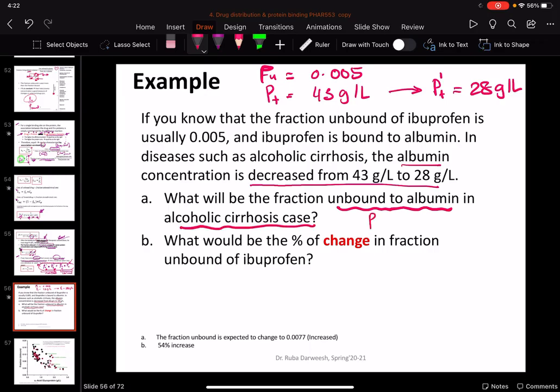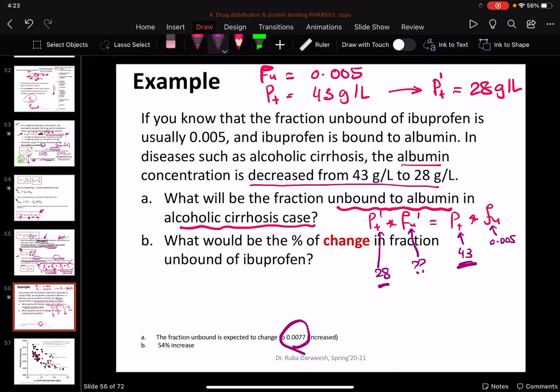Yes, you can, by just knowing the equation that I mentioned for the fraction unbound of the drug. We have this 0.005, this as 43, this as the one that we want, and this as 28. And we have the same unit, so we are fine. And then the fraction would be 0.0077, or 7.7 multiplied by 10 to the power of minus 3.